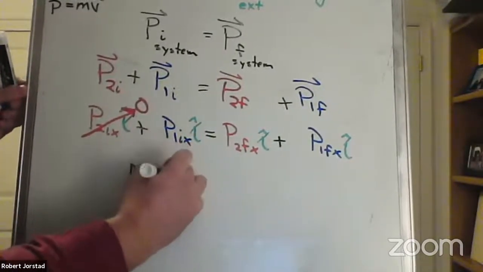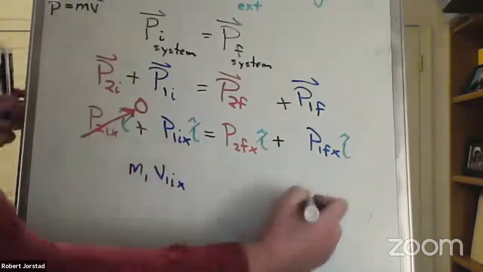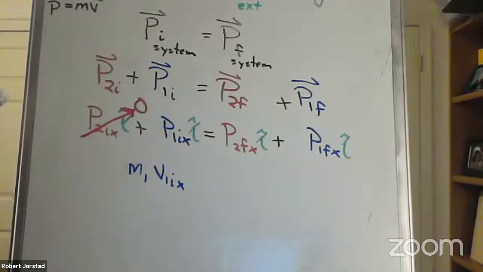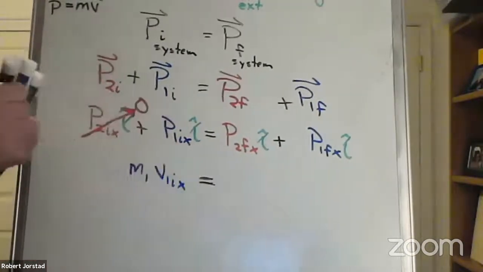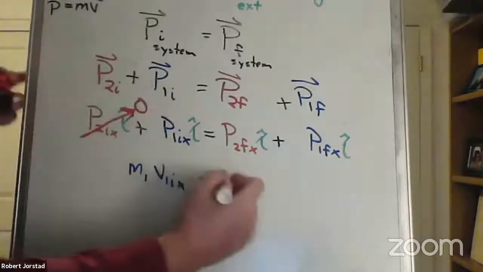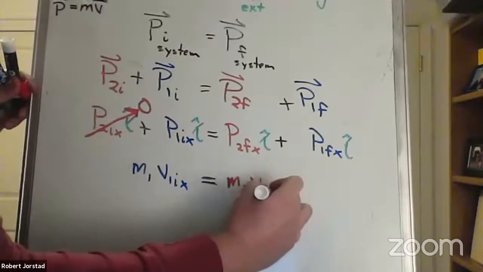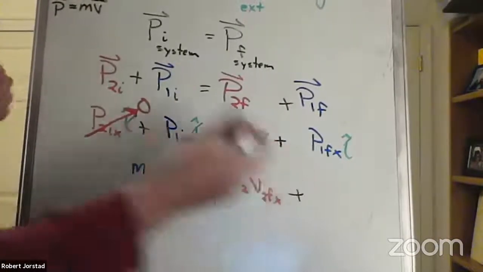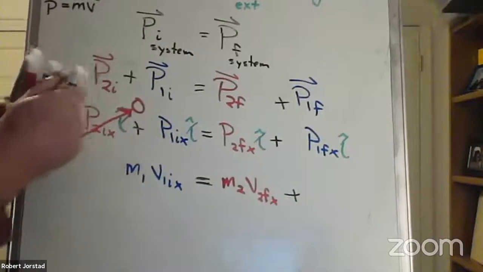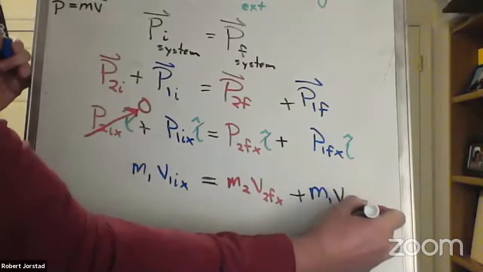M1 V1 initial X. This will be, ooh, check out, the final is special in this case. Well, let's do one more line here just to see it. This is M2 V2 final in the X plus M1 V1 final in the X.